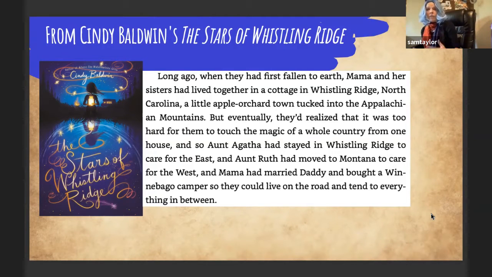Ivy doesn't have magic. It's her mother and her aunts who have the magic. But what a fun concept of these fallen stars who come to Earth. They're trying to take care of the natural magic in the environment, and what happens when things start going wrong.